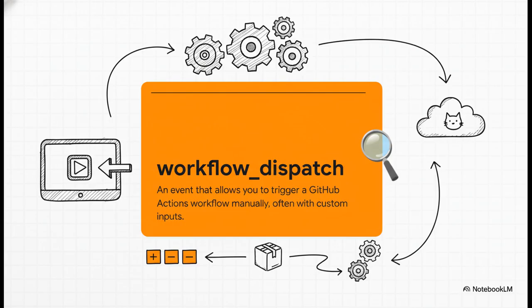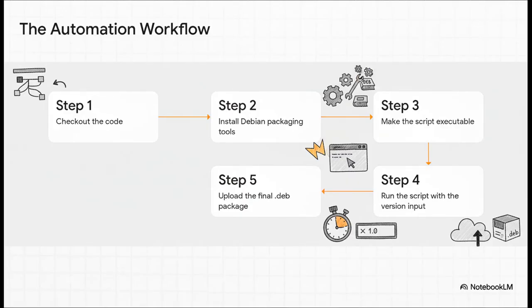No terminal needed. The workflow itself is really just a simple recipe of the steps we've already talked about, but it's running on a virtual machine that GitHub provides. As you can see, it checks out the code, installs the same Debian tools we just used, makes our script executable, runs it with the version number we gave it, and then, as a final step, it uploads the finished deb package so we can just download it.